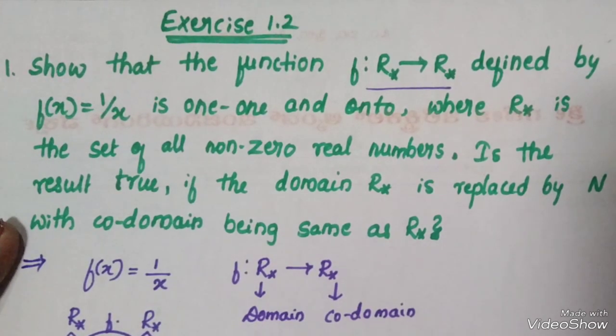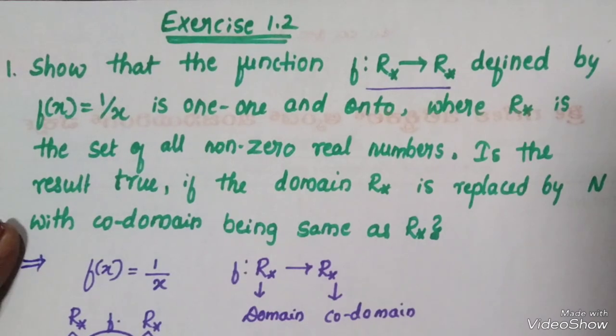Put x equals 1, then 1 divided by 1 becomes 1. So 1 is related to 1. Again, consider 2. Then we substitute x as 2, and the answer becomes 1 by 2. So 2 is related to 1 by 2. Whatever values we have substituted, they are related to another real number. Hence, the given function is a function.